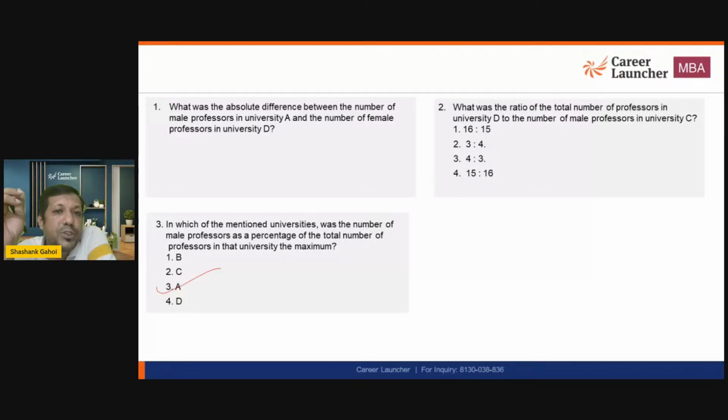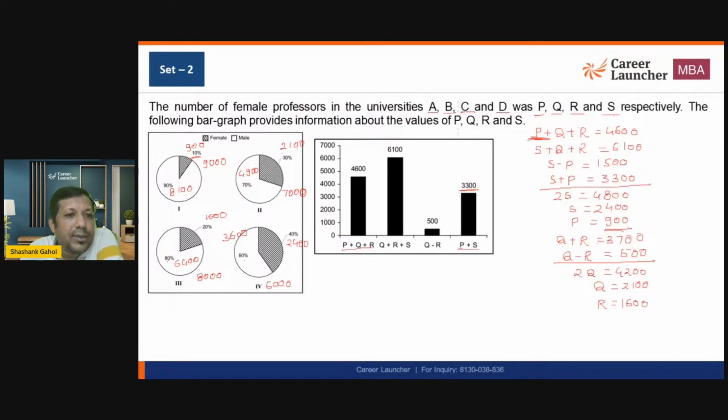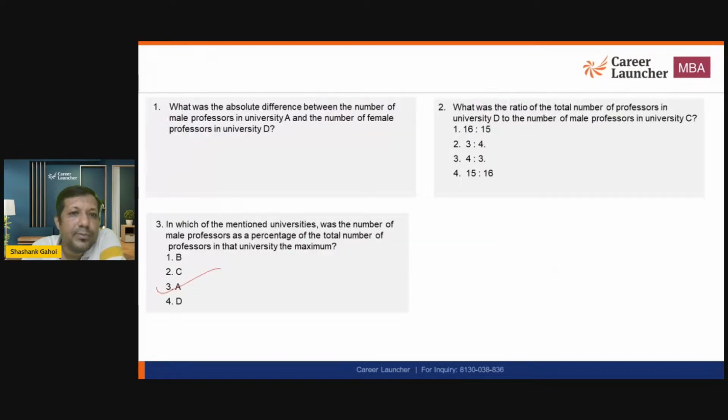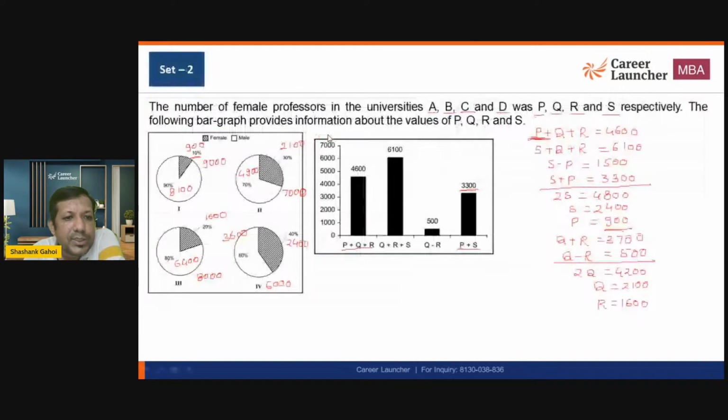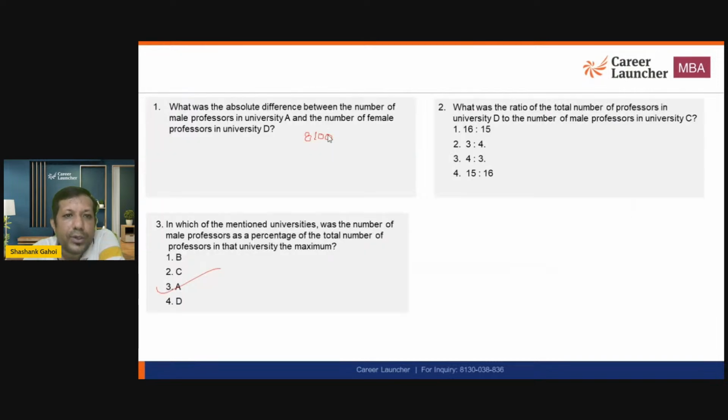what is the absolute difference between the number of male professors in University A, that is 8100, and number of female professors in University D? So number of female professors in University D क्या है, that is 2400. So 8100 minus 2400 gives us what? 5700.